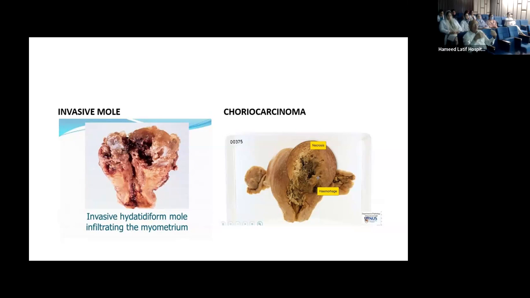By periodic chest X-rays to rule out secondary in the lungs, or if there were metastasis in lungs, to see how they are responding to the treatment. Invasive mole shows the involvement of myometrium, and choriocarcinoma shows the necrotic part and hemorrhagic part, but the necrosis is within the endometrium, not the uterine wall.